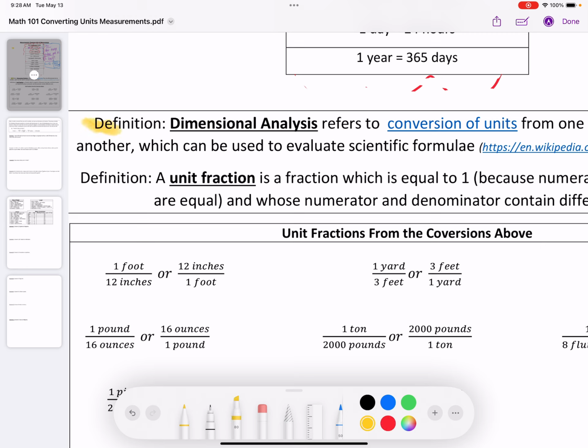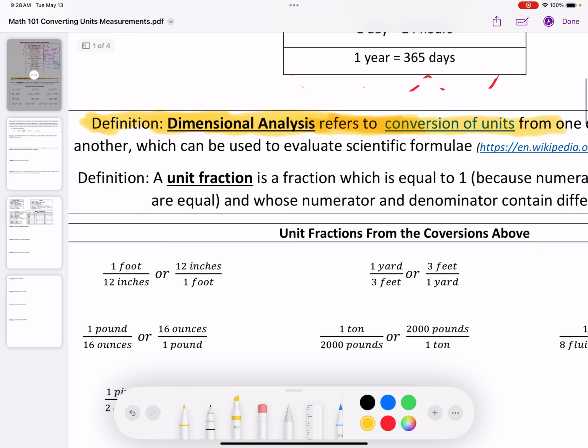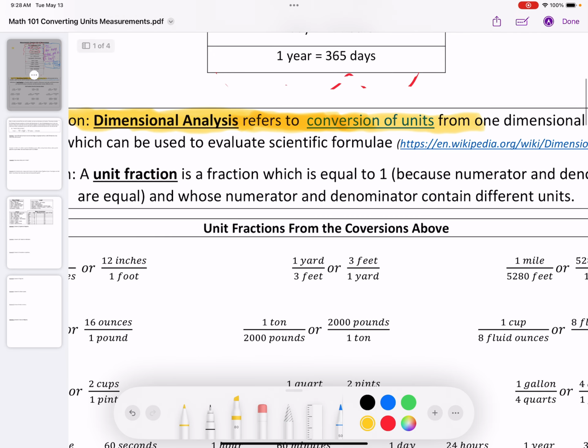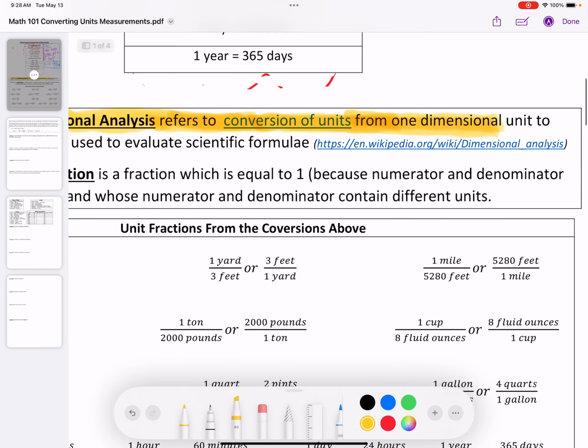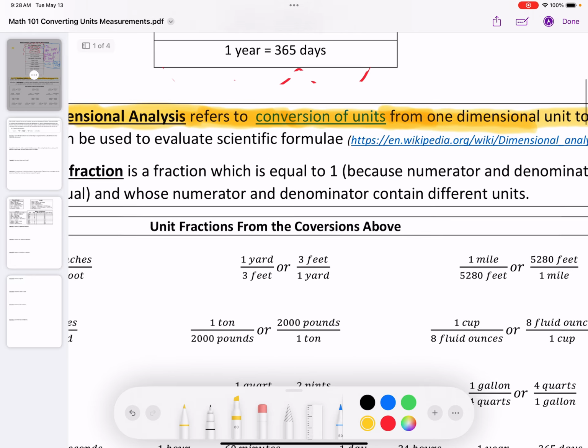Okay, so the definition, dimensional analysis. It sounds like something really complicated, right? I think I remember taking a chemistry class and the professor said, you should know dimensional analysis before you come to this class. And I said, oh my gosh, what the heck is dimensional analysis? And how am I supposed to know that before I come here? But really, that's just a fancy way of saying you want to convert from one unit to another. Just a fancy name, so don't get too scared. It's nothing scary, like I was scared.